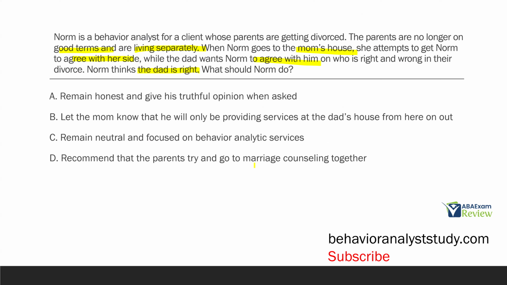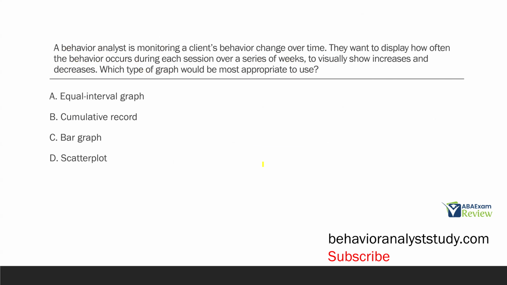D, recommend the parents try and go to marriage counseling together. Now, given certain situations, if someone explicitly were to ask Norm his recommendation, his professional opinion for a marriage counselor, maybe Norm finds a reference. But just offering that up in this situation is crossing the line, especially given what we know about the parents and what we know about Norm's opinion. So what Norm needs to do is remain neutral and focused on behavior analytic services.